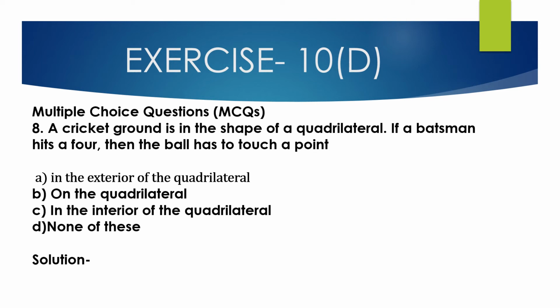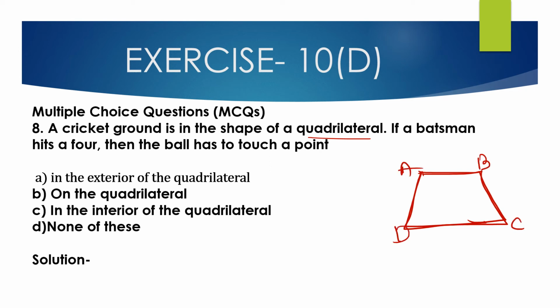Now question number 8. Multiple choice questions. A cricket ground is in the shape of a quadrilateral. If a batsman hits a 4, then the ball has to touch the point. Options are: in the exterior of the quadrilateral, on the quadrilateral, in the interior of the quadrilateral, none of these.